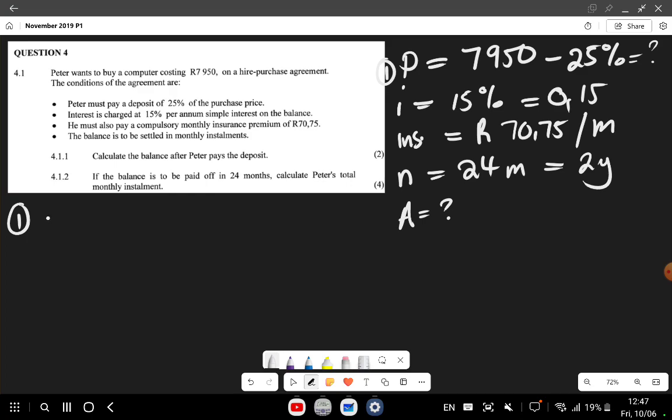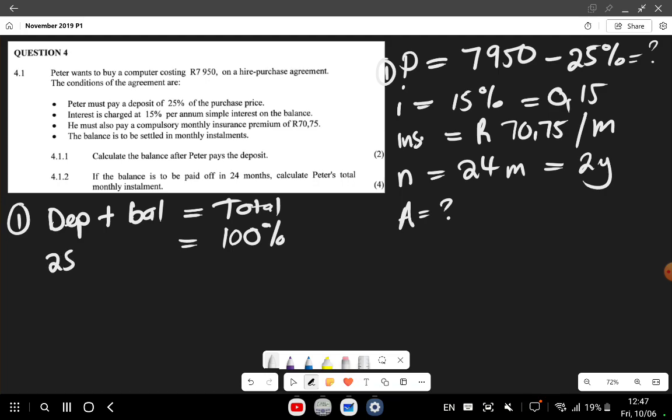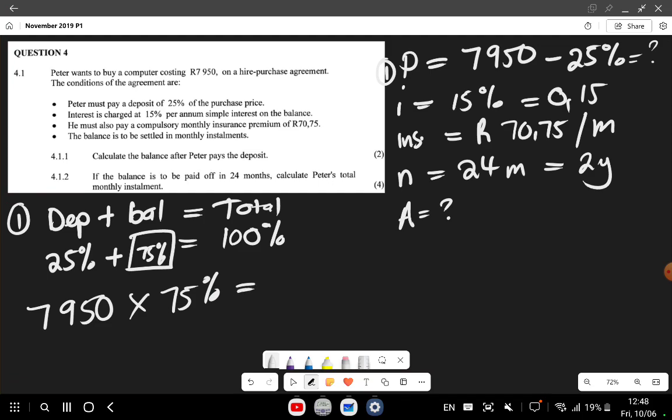The deposit plus the balance, or the principal amount, is equal to the total amount. The total amount is definitely 100% because it's all of it. The deposit is 25%. Therefore, this balance portion must be 75%. Logic would dictate. So I'm going to say 7,950 Rand multiplied by 75% should give me my balance.